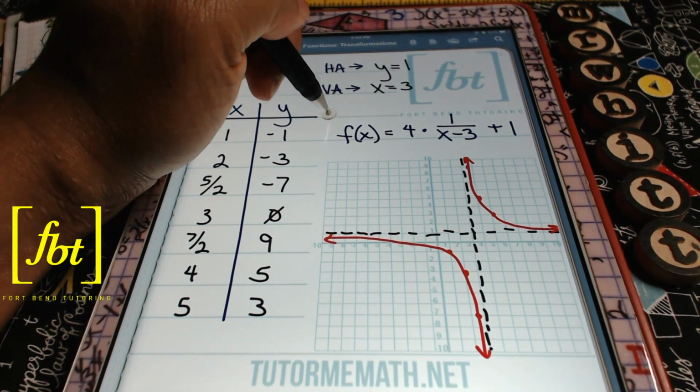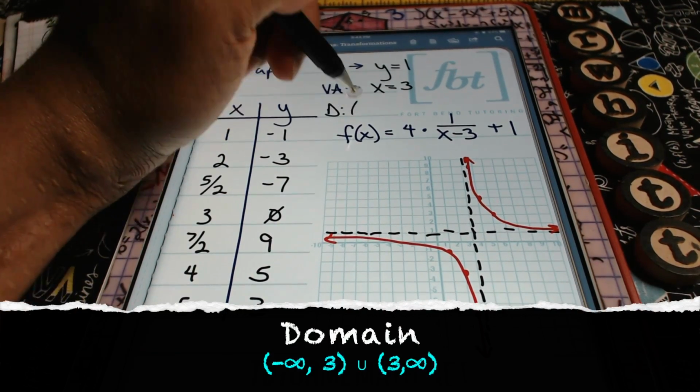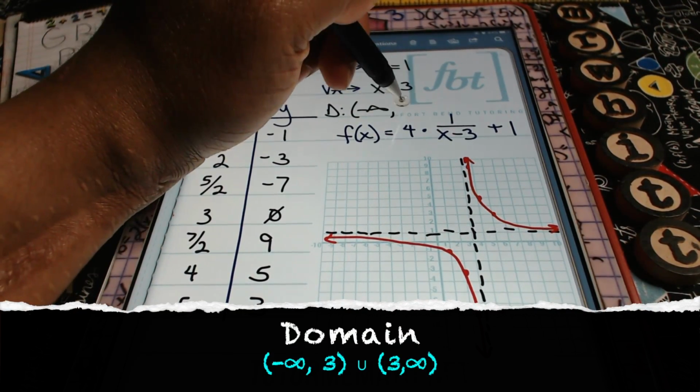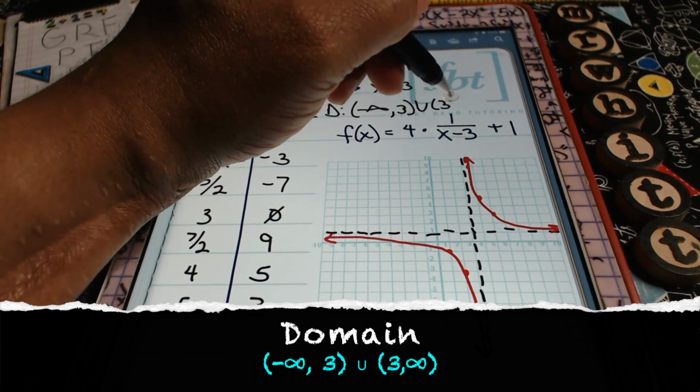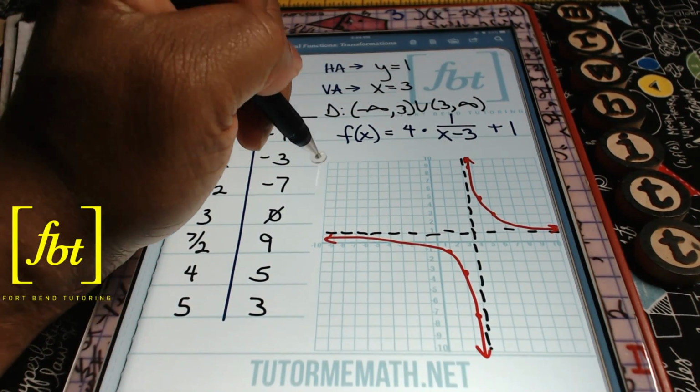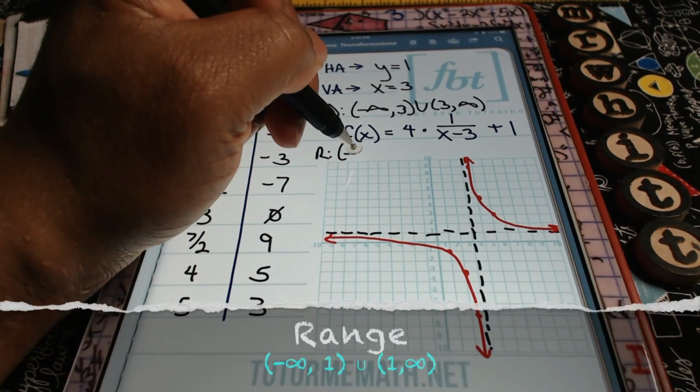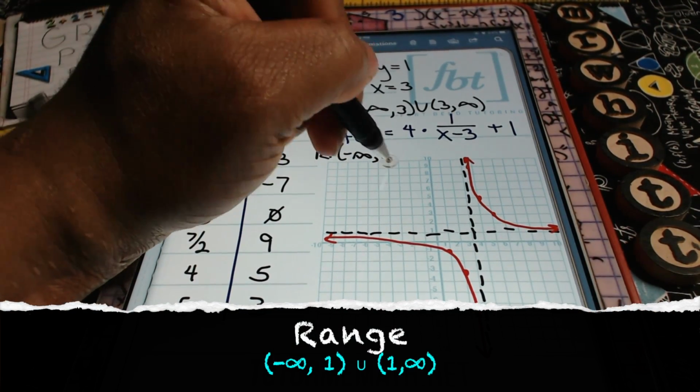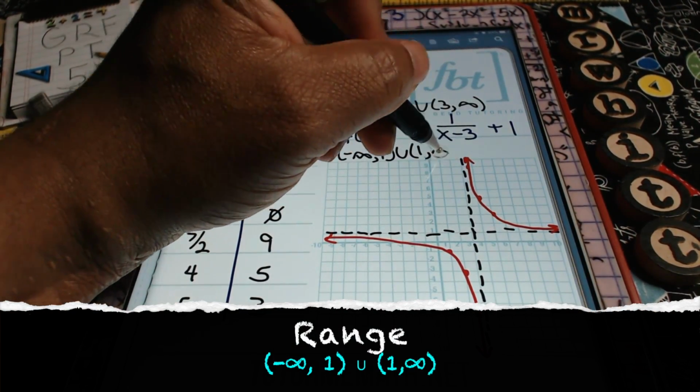Your domain for this function is going to be from negative infinity to 3 union 3 to positive infinity. The range for this function is going to be from negative infinity to 1 union 1 to positive infinity.